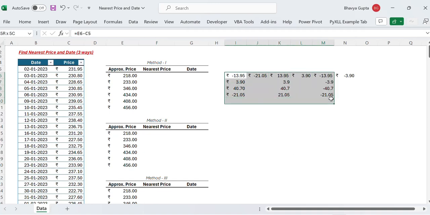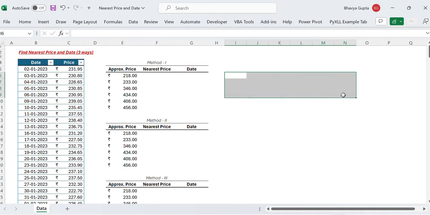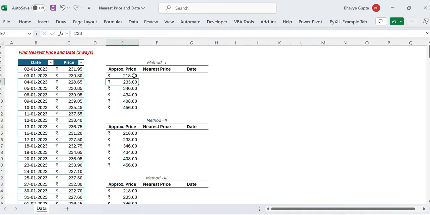And now we will start with the actual working for method 1. So we will delete this, and as our first step, from each of the prices in this price column, we will subtract 218.